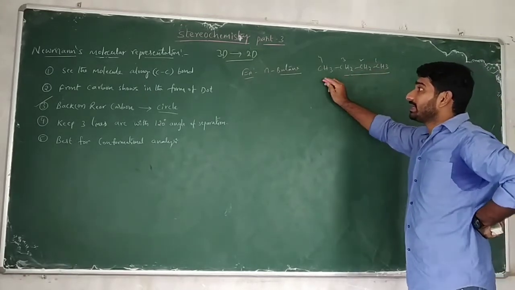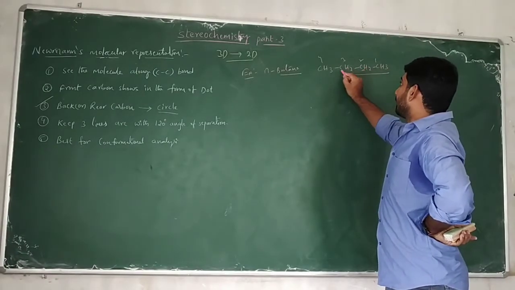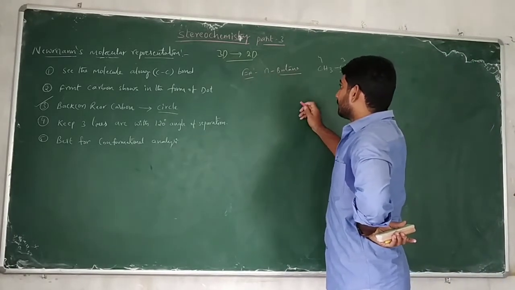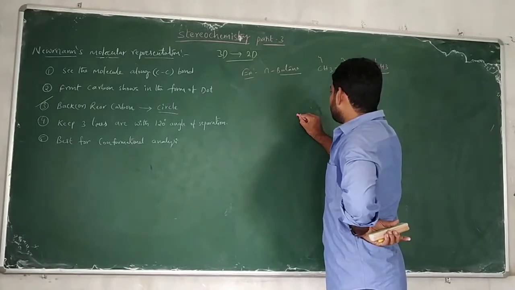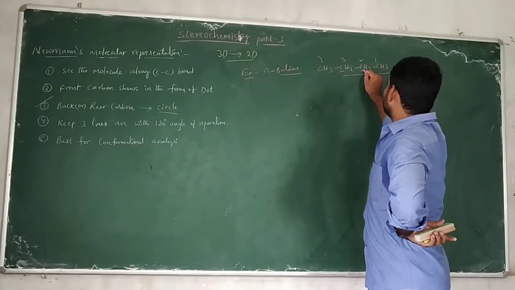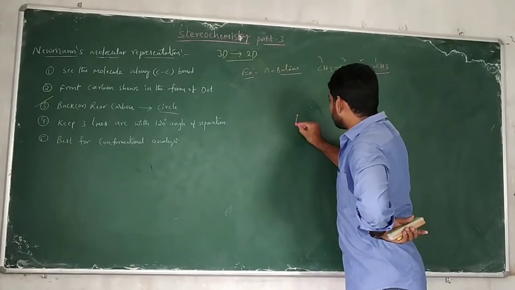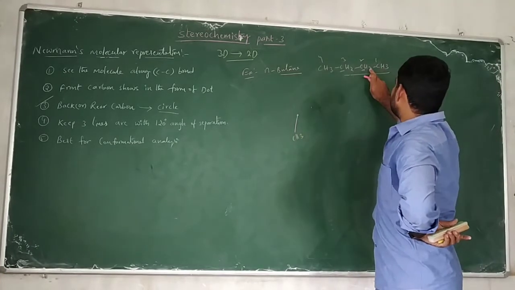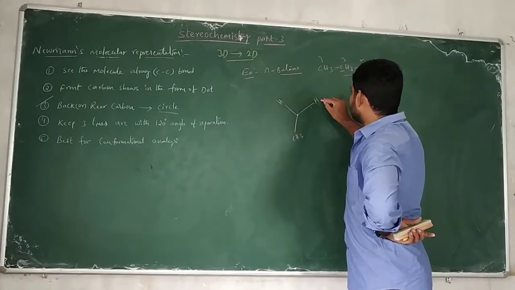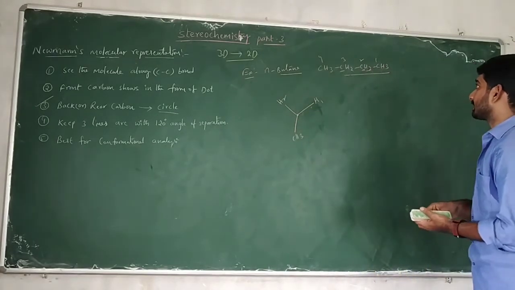For this one I am writing the Newman's model representation. This is the front carbon and this is the back carbon. By using Newman's model, observe carefully, the front carbon is always represented with a dot, this carbon. And what about the other bonds? One is CH3, and the other two are hydrogens. Keep the angle of separation between all the groups the same. What is the bond angle here? 120. Total 360.